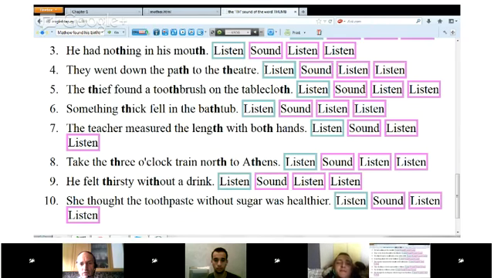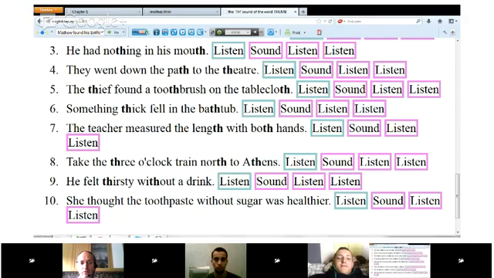Yeah, I mean, do the whole sentence again. Take the 3 o'clock train north to Athens. Yeah, your TH was good on north and Athens, but at the beginning of the word 3, I heard tree a bit. So take the 3 o'clock train north to Athens. Shall we go once more and try and get it perfect this time? We just got the 2 things to fix.